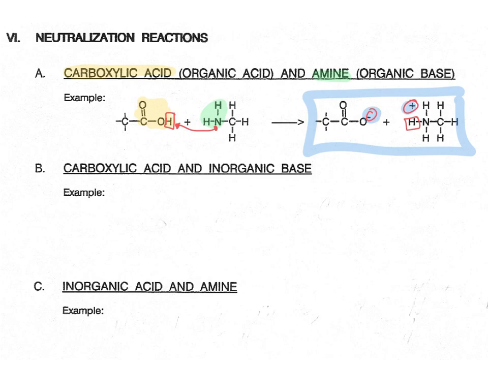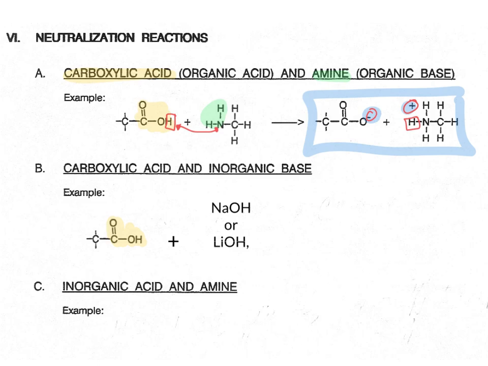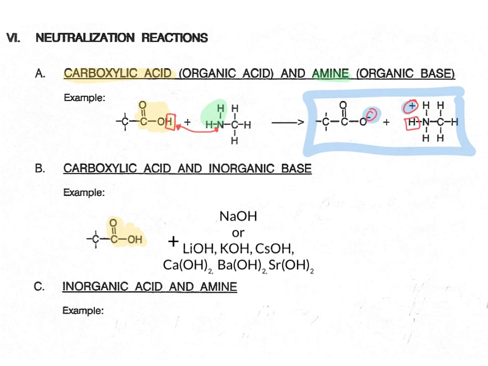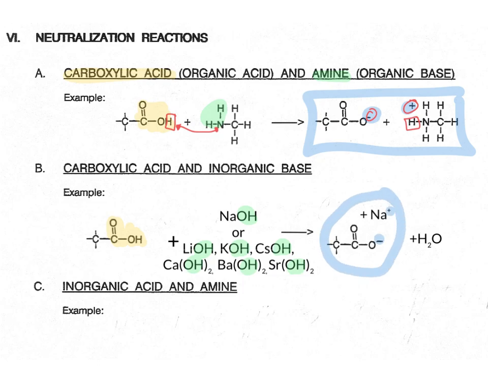And of course, this could happen with an inorganic acid or an inorganic base. So in the case of a carboxylic acid reacting with an inorganic base, what we mean by that is something like sodium hydroxide, lithium hydroxide, or calcium hydroxide, strontium hydroxide, or barium hydroxide. And again, the acid will give up its proton and donate it to the hydroxide, which is going to accept that proton, making it into water, and leaving behind a salt made from the carboxylic acid and whichever cation is with the base.